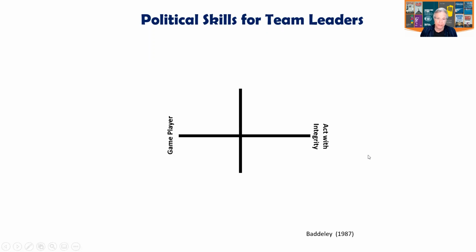Now, let's have a look at the vertical axis. The vertical axis at the top has people who are politically aware, and these are people who are very clever and they know the lie of the land. They know how to operate the system and so on. I don't necessarily mean they do it unethically either. They just know how it works.